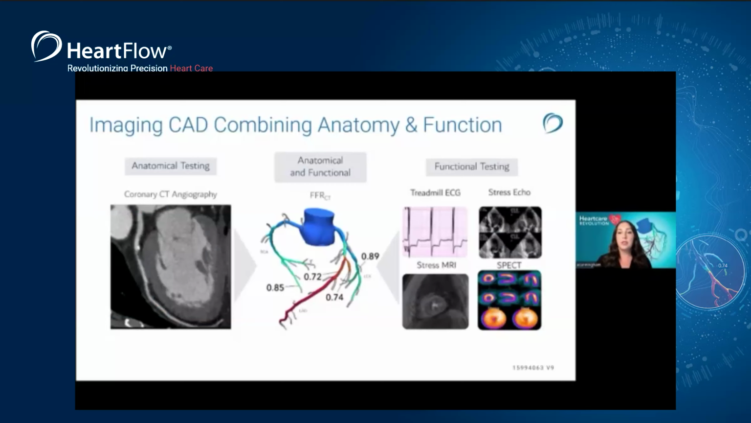Coronary CTA images show anatomical findings. Treadmill, stress echo, MRI, and SPECT imaging demonstrate functional findings. FFRCT combines both anatomy and function to provide a more complete picture of the coronary artery disease.